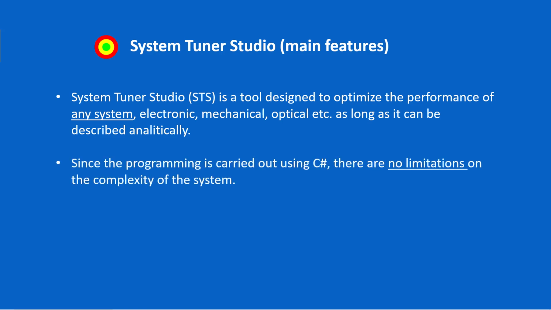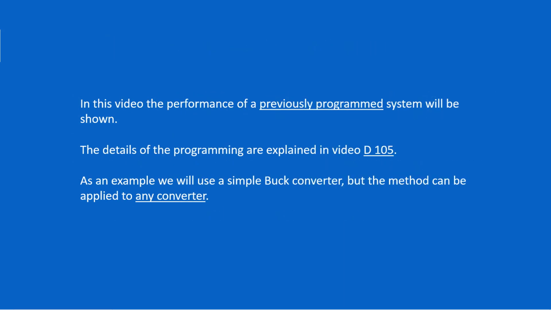Since the programming is carried out using C#, there are no limitations on the complexity of the system. A library of functions speeds up system programming. In this video, the performance of a previously programmed system will be shown. The details of the programming are explained in video D105.